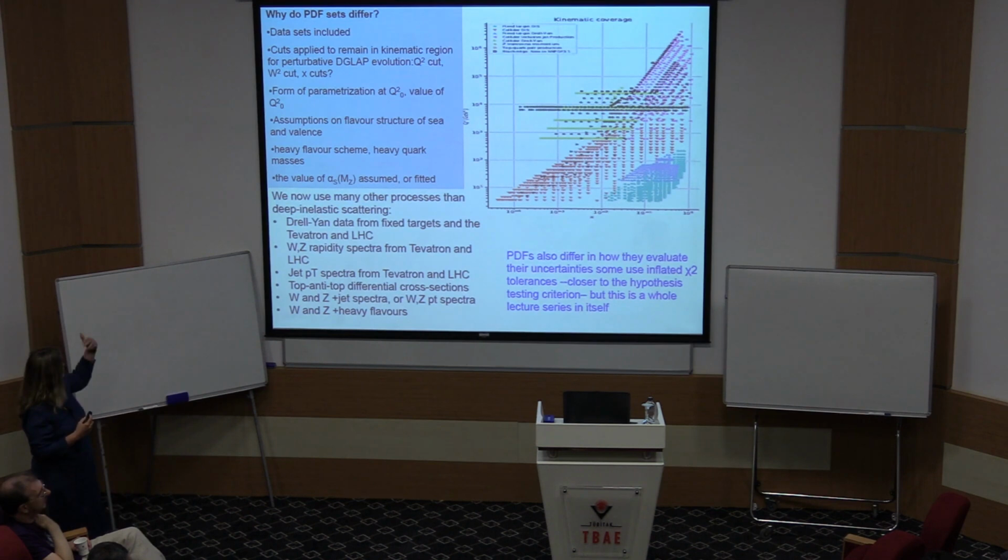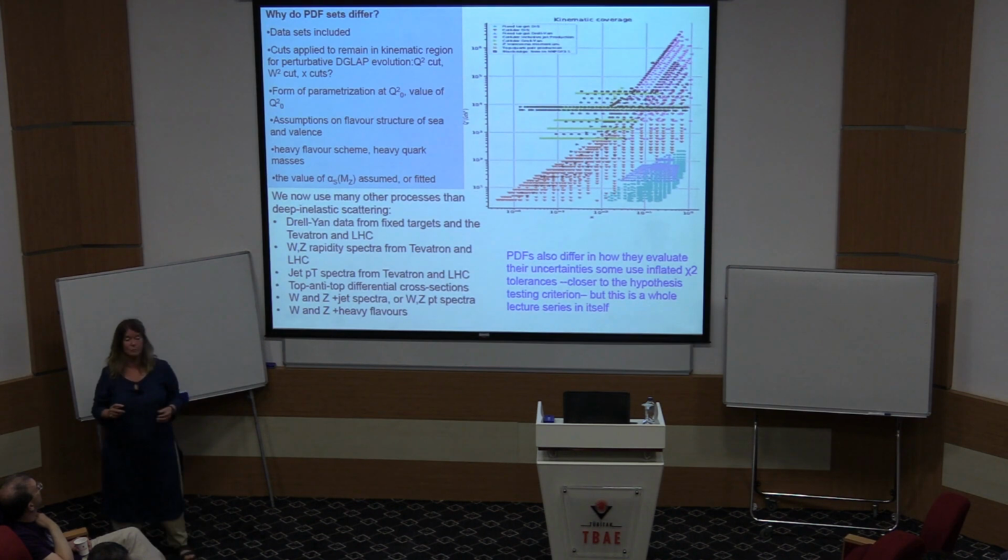And they also can choose different heavy flavor schemes for how to do the calculation. It's not actually completely trivial what you choose, because you can choose what are called fixed flavor number schemes, where you assume there are only ever actually three flavors in your proton, the u, the d, and the s, and everything else is perturbatively generated. This gives you problems with logs of Q squared over the mass of your heavy quark squared.